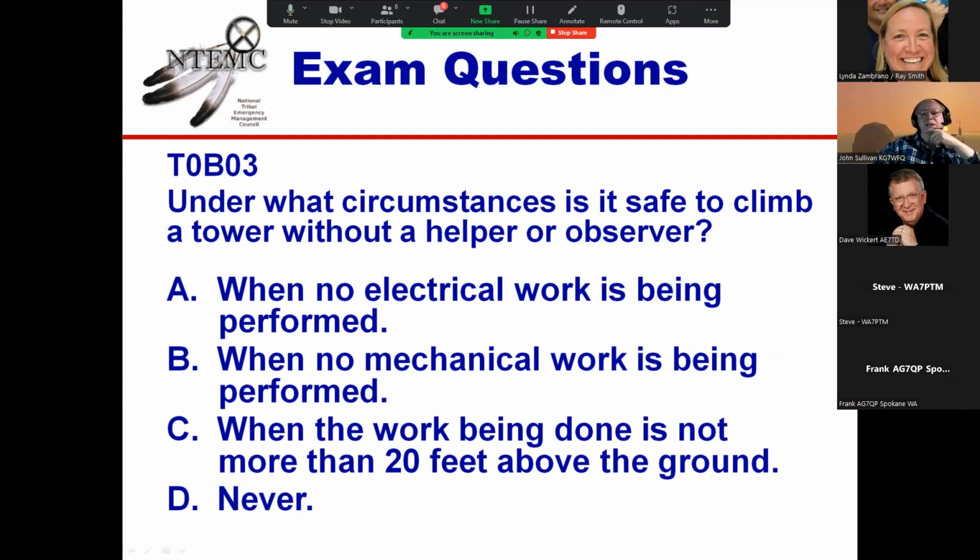Under what circumstances is it safe to climb a tower without a helper or an observer? Well, is it safe if there's no electrical work? If there's no mechanical work? If it's not more than 20 feet above ground? Well, the answer is no. It's never safe to climb a tower without a helper or an observer. This is a two-person operation. If something happens, you need somebody there to assist.